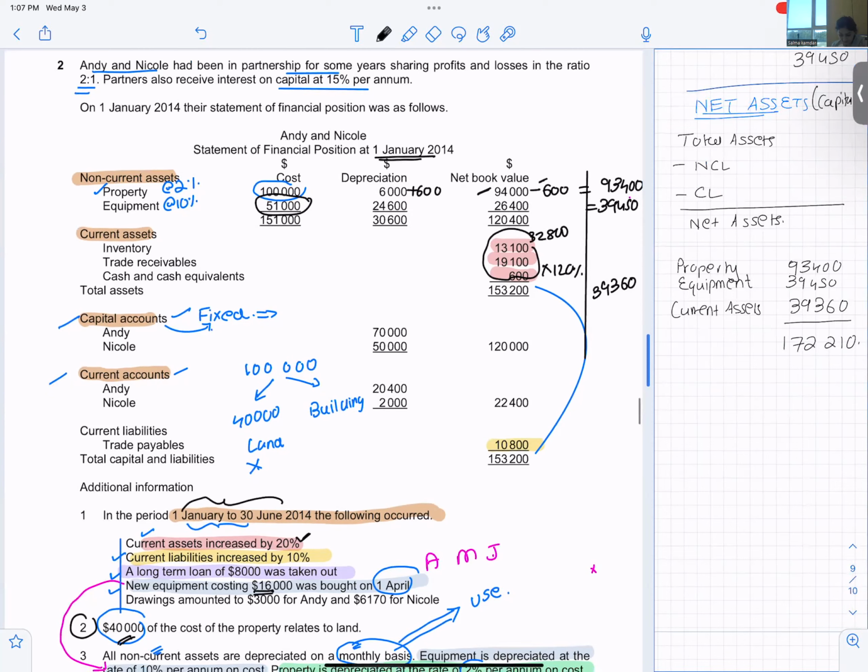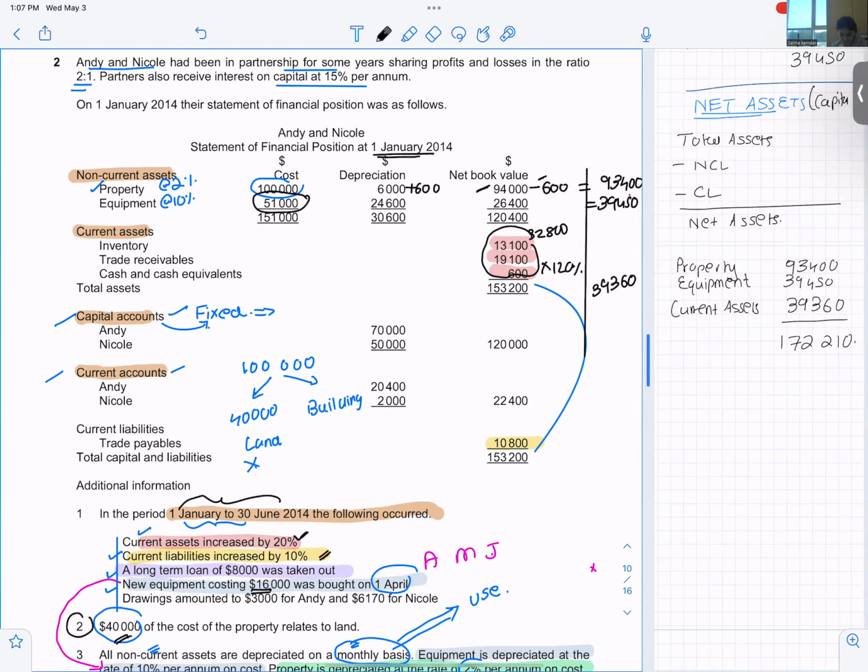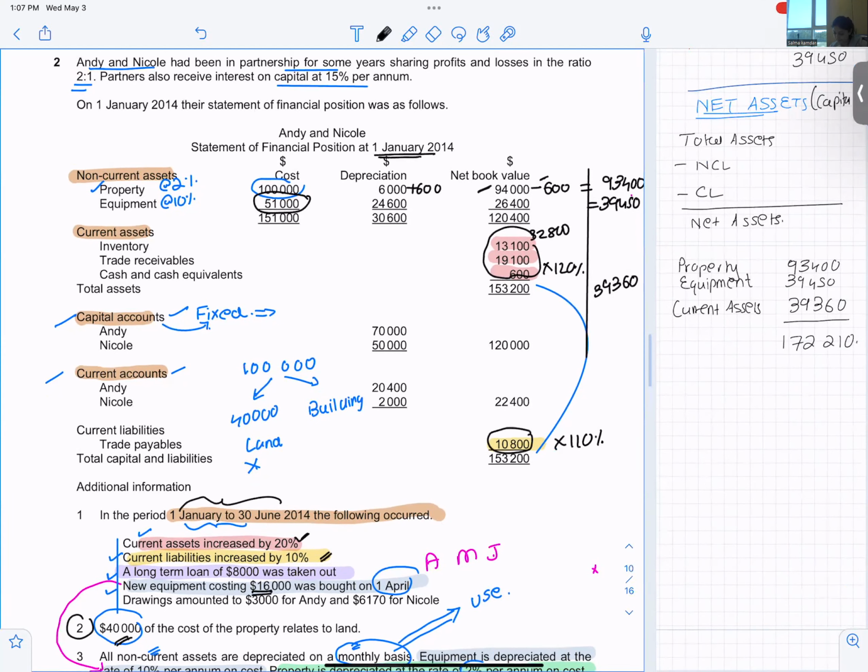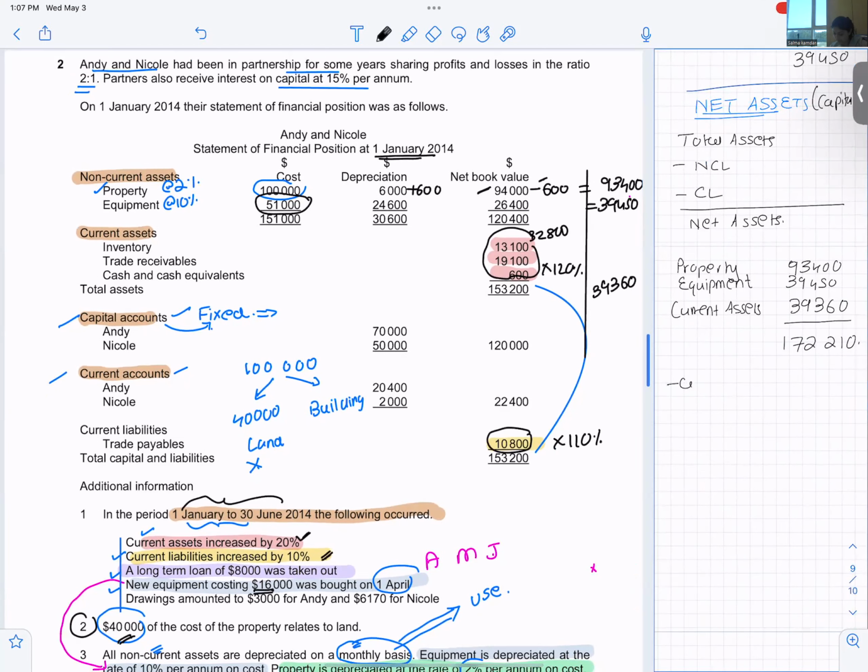Now current liabilities increased by 10%. 10,800 into 110%. So current liability will become 11,880.